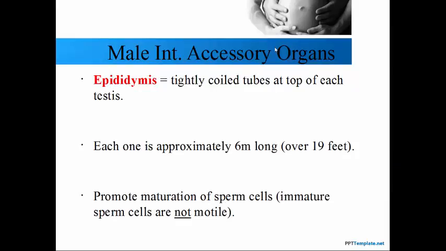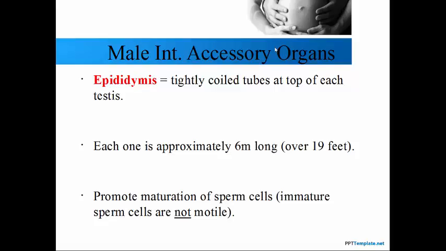We'll get a little more internal, talk about the epididymis. It's very, very tightly coiled tubes on top of each testis. So there's one on the right, one on the left. Each one is about 6 meters long. That's about 19.5 feet. So imagine 19.5 feet of tubing crammed down to fit on top of each testis. It's just 19 feet on one side, 19 feet on the other side. Very tightly wound, very highly coiled tubing.